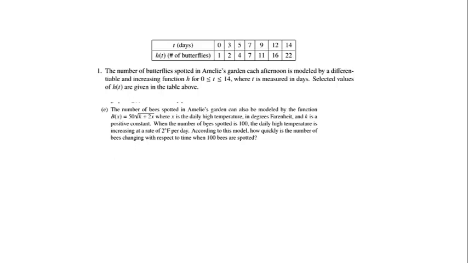Couple things, let's see, the number of bees spotted is 100, so we know that B equals 100. We know that the daily high temperature, which is x, is increasing at a rate of 2, so we know dx dt is equal to 2. And then it's saying how quickly is the number of bees changing with respect to time. So it's asking us for dB dt. It's kind of like a related rates problem, there's just going to be a little catch in it.